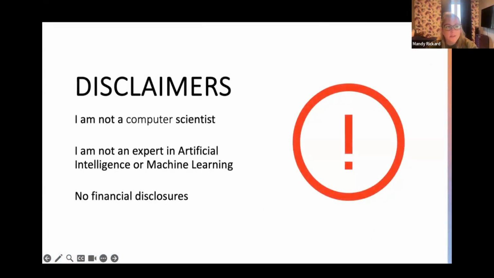So I'll start off with a couple of disclaimers. I'm not a computer scientist. I am a nurse practitioner in the pediatric urology division at Sick Kids, and I am by no means an expert in artificial intelligence or machine learning.